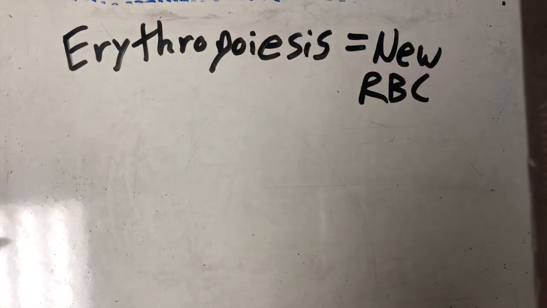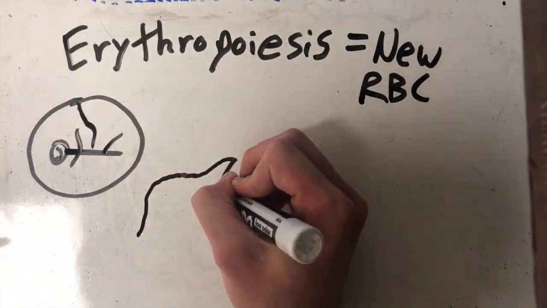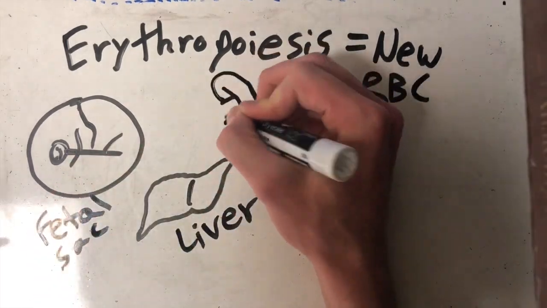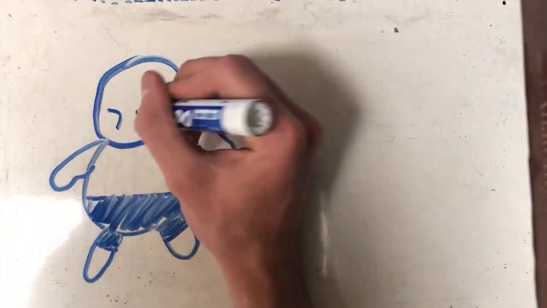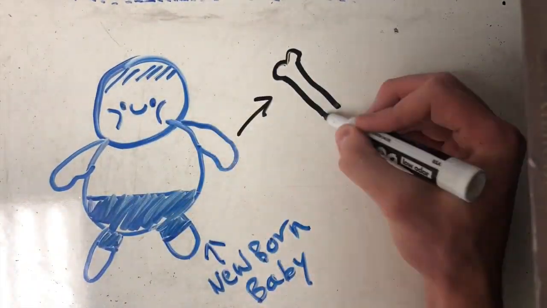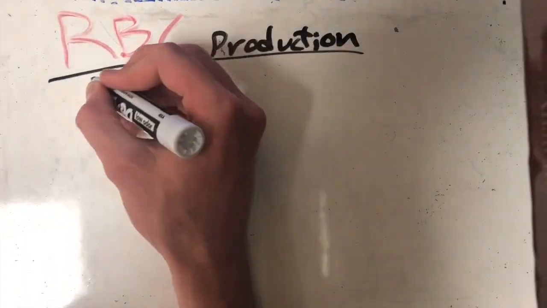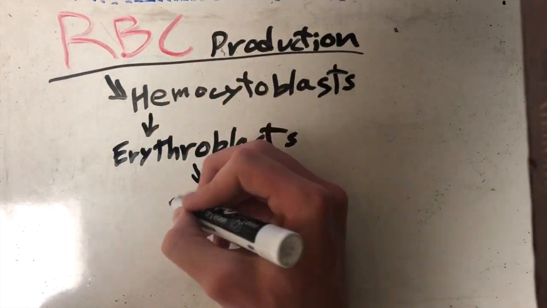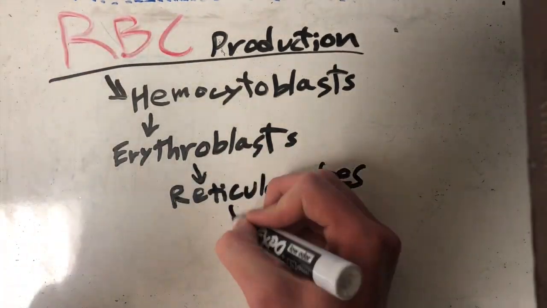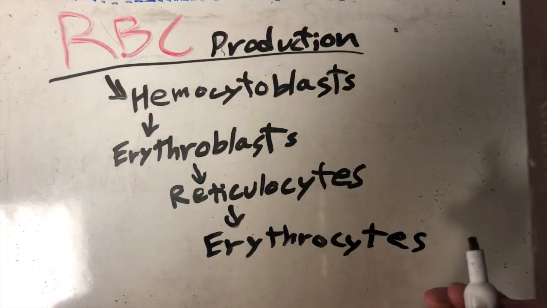Erythropoiesis is the process of creating new red blood cells. In a fetus, RBC production occurs in the yolk sac, liver, and spleen. However, once the baby is born, RBC production occurs exclusively in the red bone marrow. RBC production starts with the hemocytoblasts. These cells develop into erythroblasts, which develop into reticulocytes, which then mature into erythrocytes.